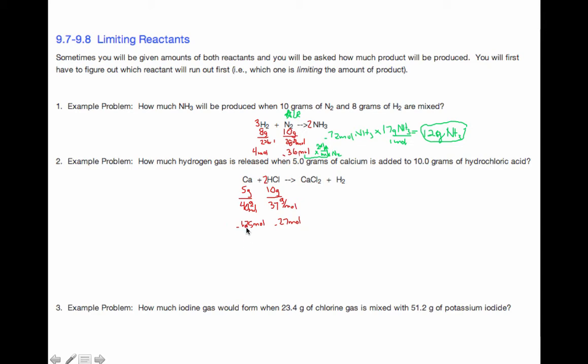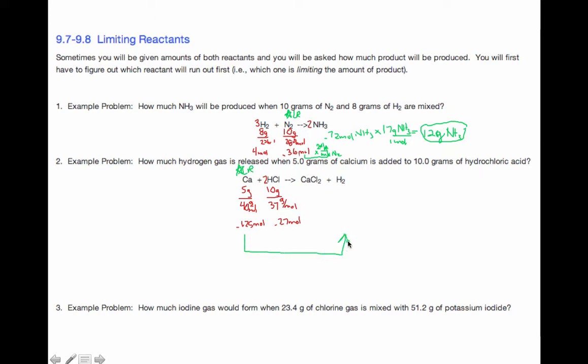So we see this seems smaller. Do think about the fact that this gets consumed twice as fast, so you should really divide this by 2 to make your decision. But we still find that that would be 0.13, so this is still the LR. Okay, so this says use the calcium for the calculations, and we're just caring here about hydrogen gas. We don't care about the other product.